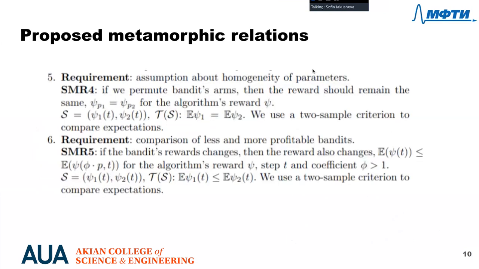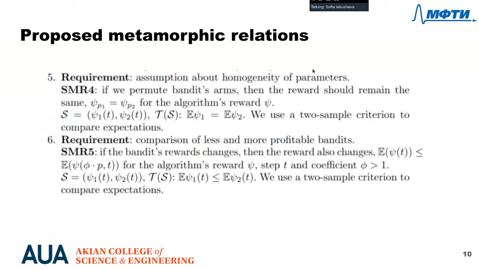So we propose some metamorphic relations for the multi-arm bandit problem. We propose 6, but I want to show you only 2 of them. The other 4 can be easily derived from the requirements, but these 2 are more interesting, I think. The requirement for the first was assumption about homogeneity of parameters. That means that if we permute bandit arms, the reward should remain the same. So that means that the algorithm does not pay much attention to the number of the arm. And I think that's a very important property of the algorithm.